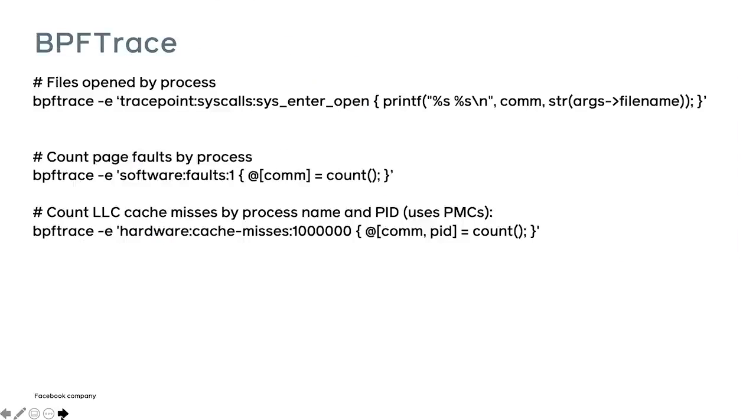Fortunately, there are some much easier to use front ends. There is BPF trace, which is designed to be a very simple command line tool. It's very easy for writing one-liners and actually getting information about events that are occurring that you're interested in. So you can see some very simple examples here. You could just say, I want to get information about every sys file open.